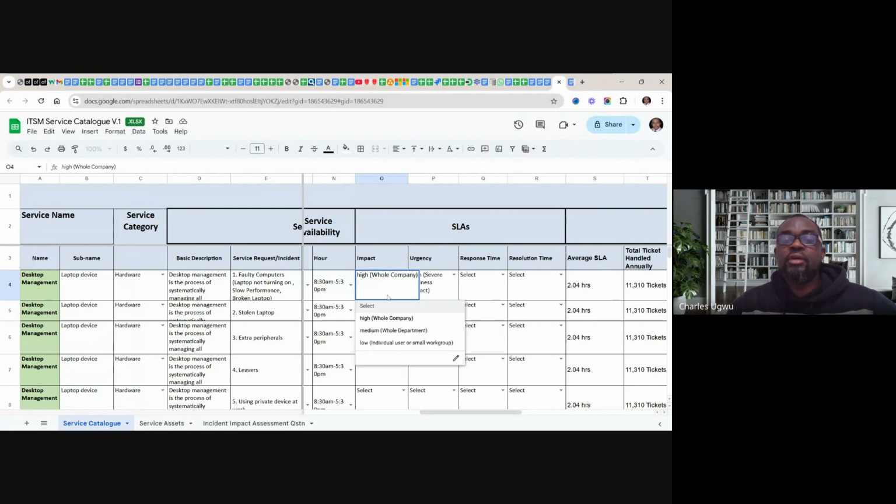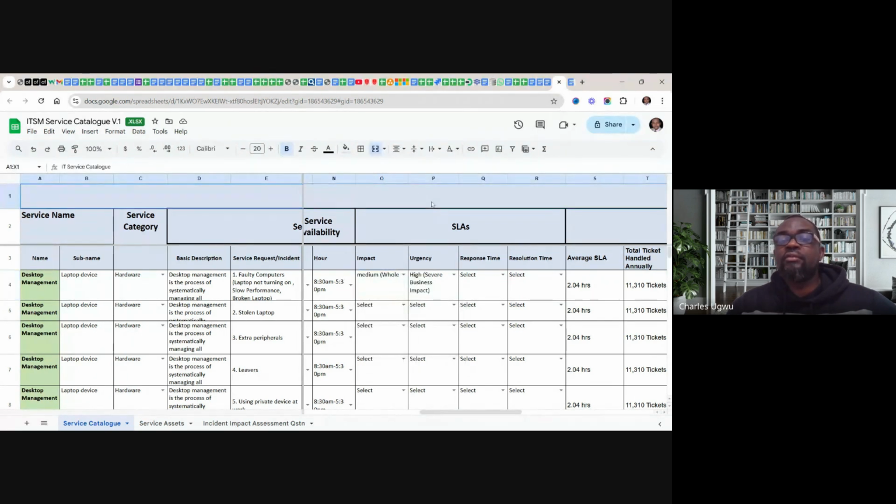High, for instance, is when the impact is on the whole company. Then medium is when it is the whole department, and low is when it is an individual or small group of people that is affected by the incident or the crisis or whatever.